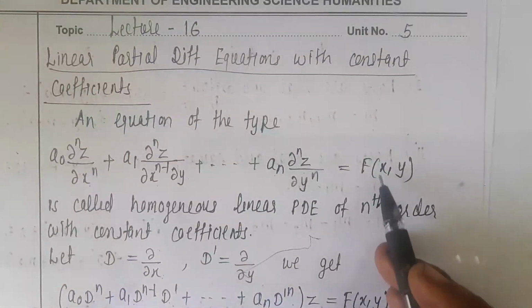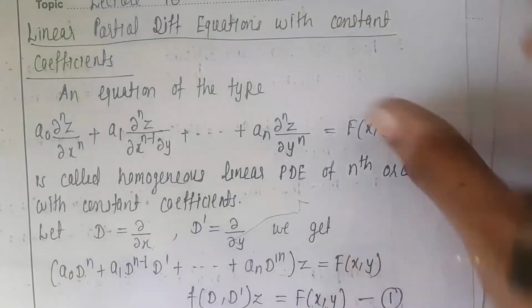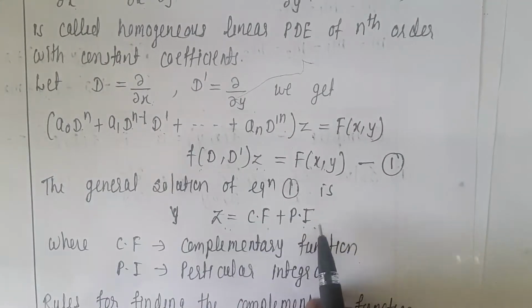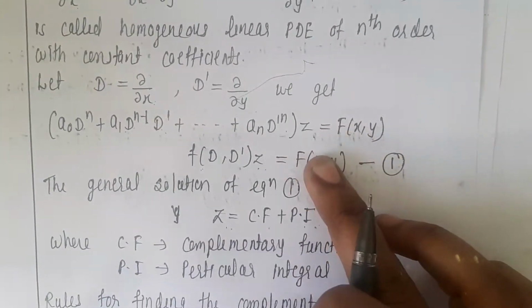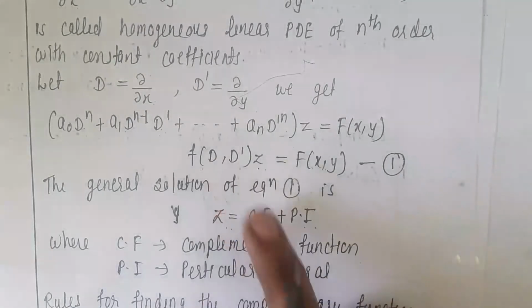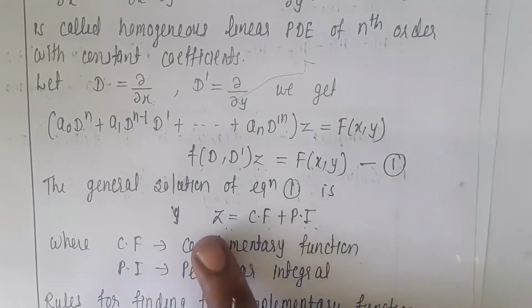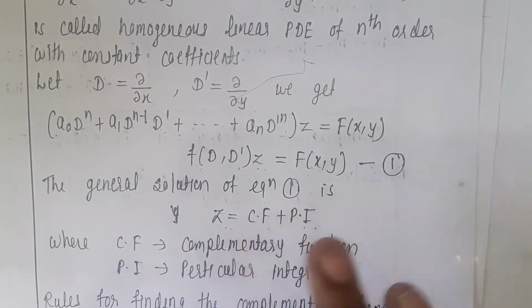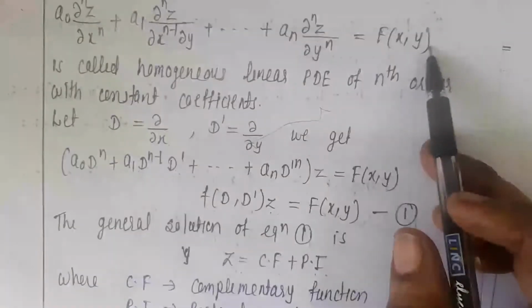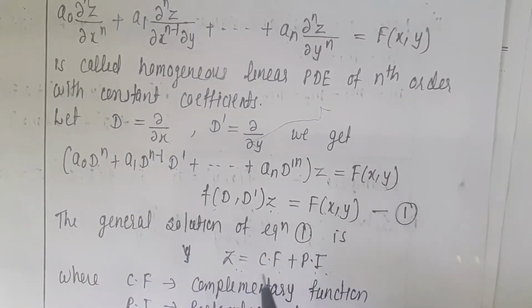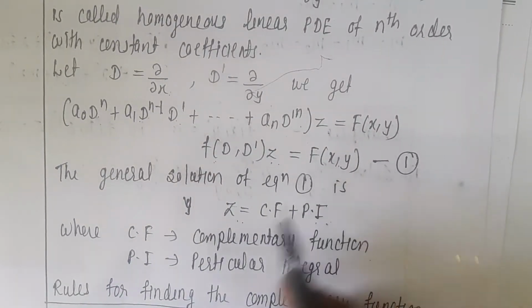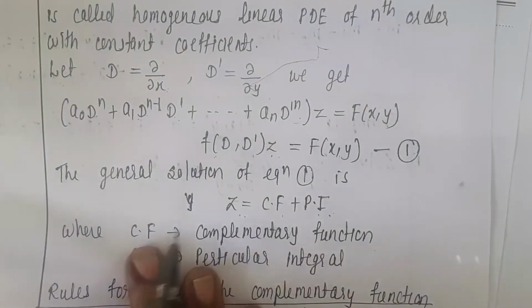Now one more thing is there. If the right hand side is 0, that is, the function f of x, y is 0, then the solution of this partial differential equation is only CF, not PI. Because from the right hand side we can find the particular integral, and from the left hand side we can find CF only. So the solution for a homogeneous partial differential equation is only CF. Homogeneous means f of x, y is equal to 0. If f of x, y is equal to 0, then we get only z is equal to CF as the solution. If we have f of x, y present, then we have both solutions, CF as well as PI.